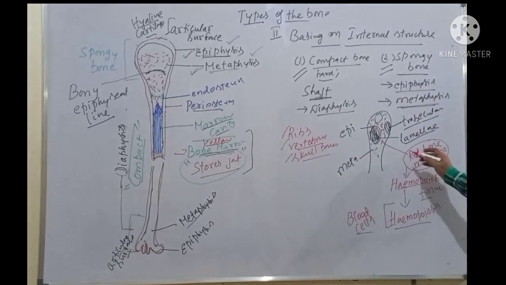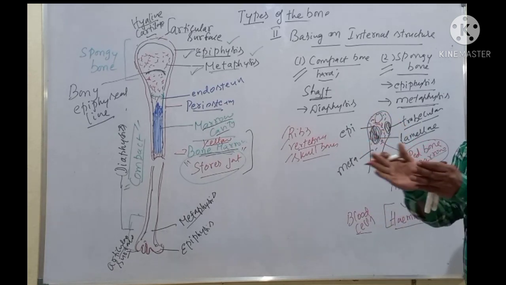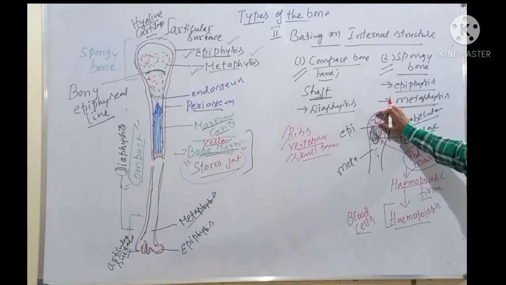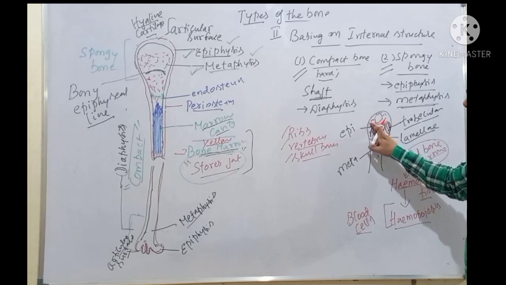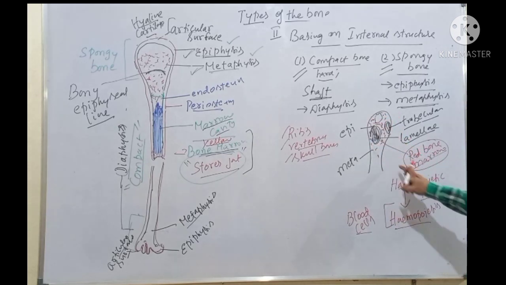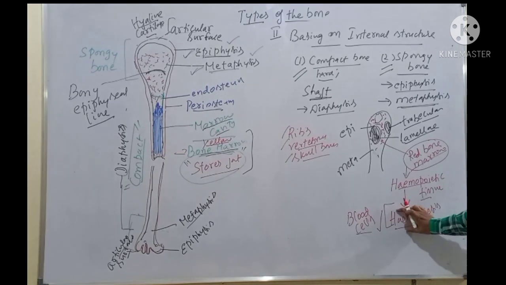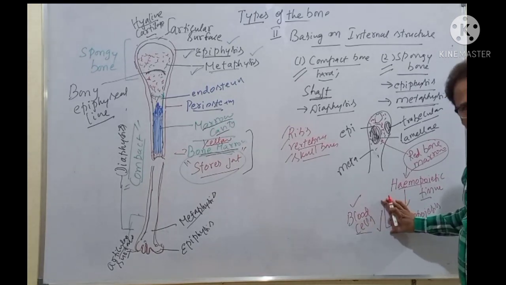And where is this red bone marrow present? Here lamellae are there. Many lamellae, they form the trabeculae. This one is a trabecula, like this. Between the trabeculae, some gaps are there. The gaps are filled with the red bone marrow. The red bone marrow is a hemopoietic tissue, which goes for hemopoiesis. The process of formation of the blood cells is called hemopoiesis.